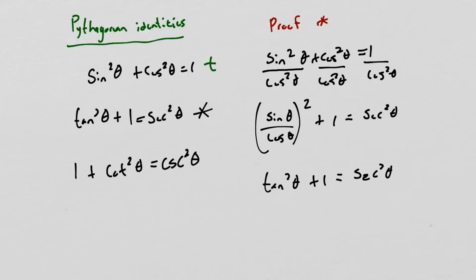So you don't need to remember all these. The only Pythagorean identity that you do need to recall is this first one, because the other two can be recovered from this first one rather quickly. A useful application of these identities is if we want to write a trig function in terms of another. Let's write cosine theta in terms of sine theta in the third quadrant.